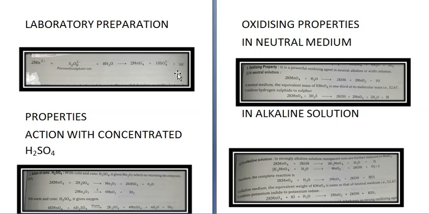Next we come to the properties of potassium permanganate. Potassium permanganate is a dark violet crystalline solid having metallic luster. Its melting point is 523 Kelvin. It is fairly soluble in water to form a purple colored solution.